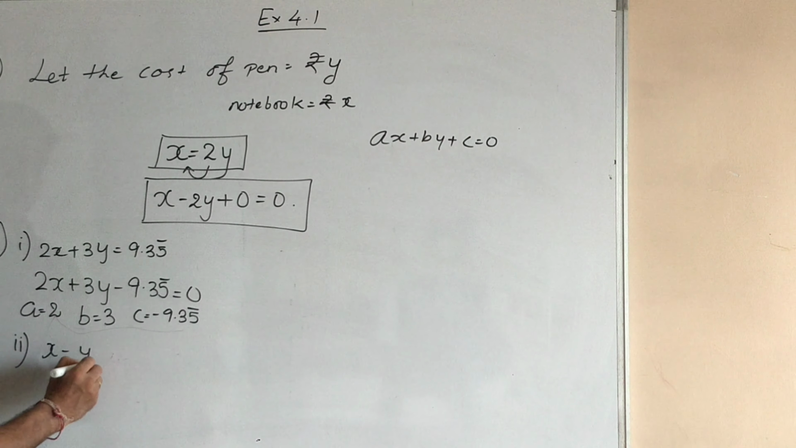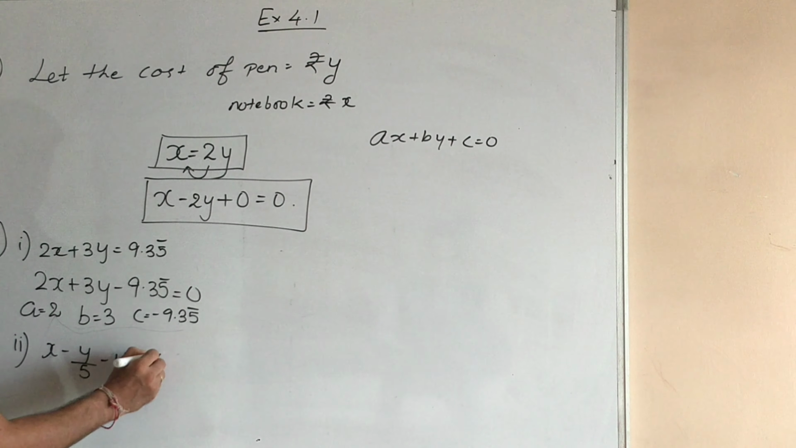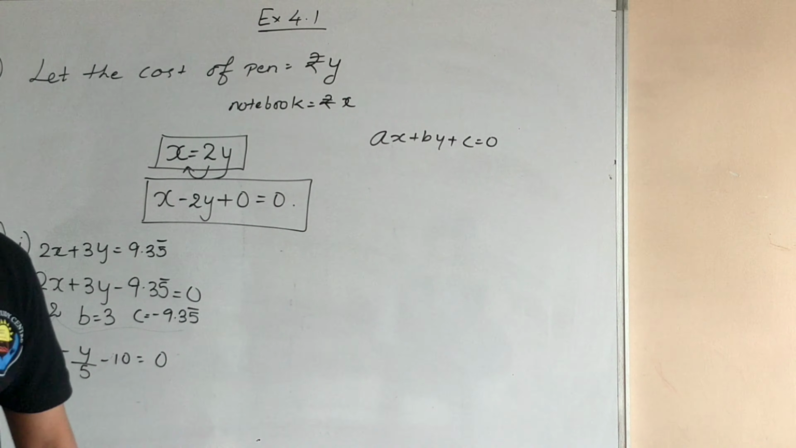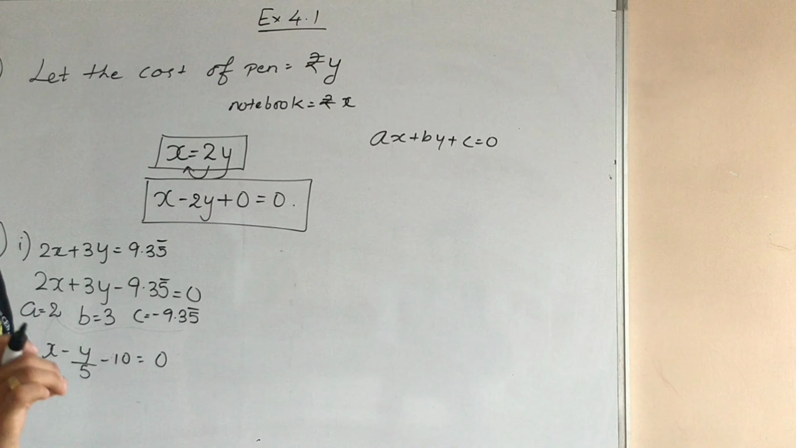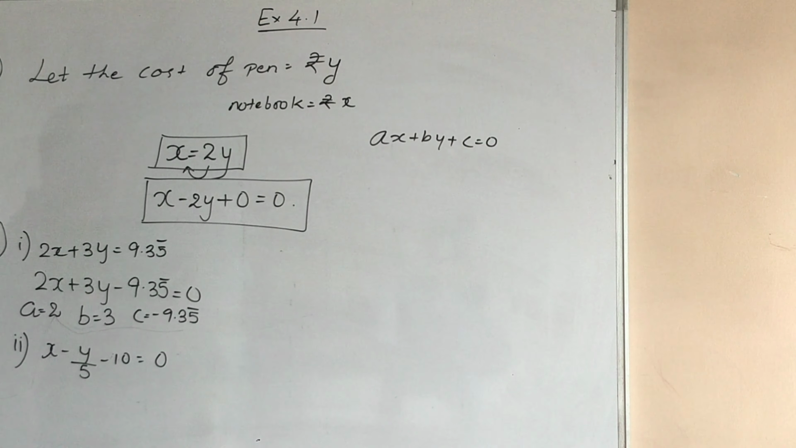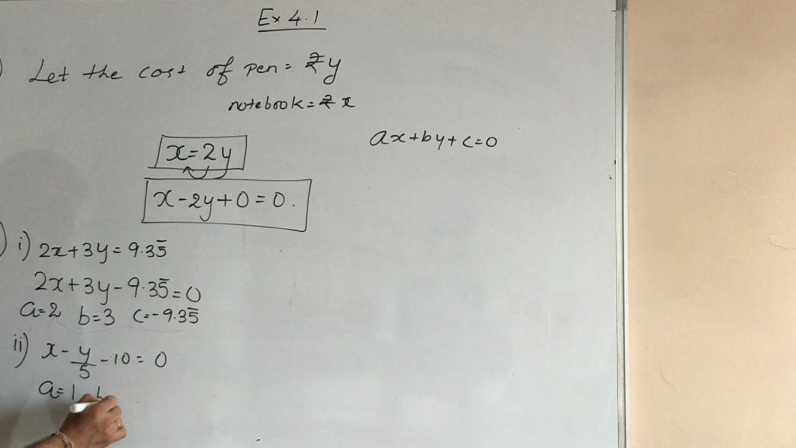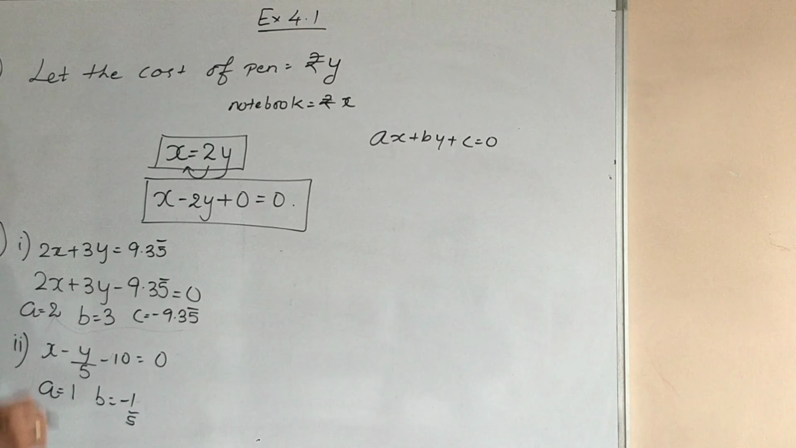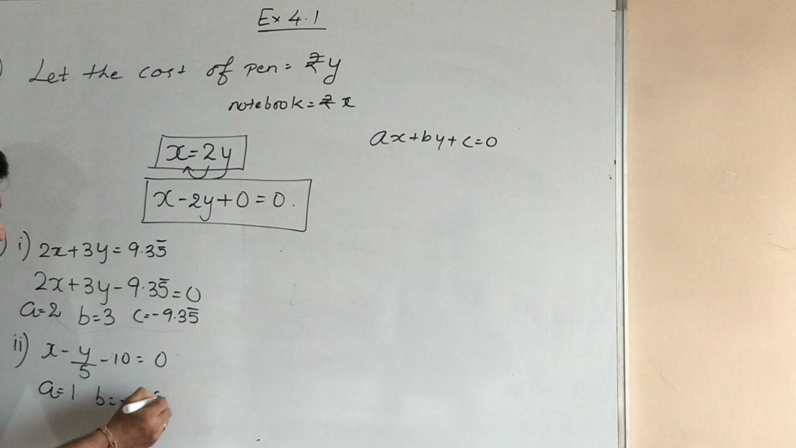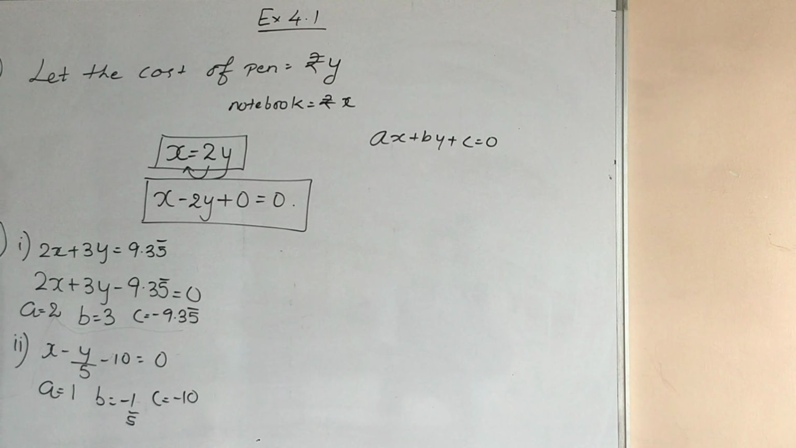Moving ahead, sum number 2, x minus y by 5 minus 10 is equals to 0. This is already in standard form. हाँ बच्चो, this is already in standard form. तो a की value क्या आएगी? x के आगे क्या है? कुछ नहीं है तो 1. b के आगे क्या आएगा? Minus 1 upon 5. And c will be minus 10.